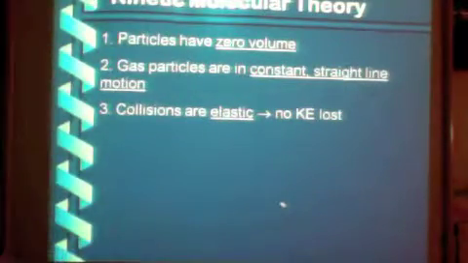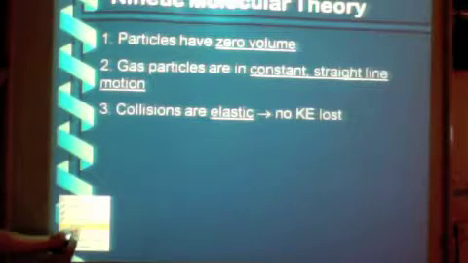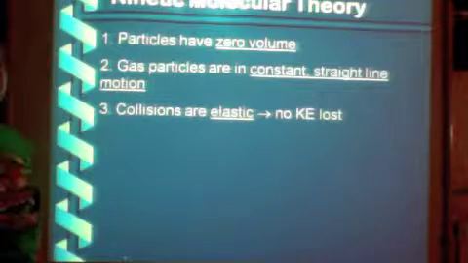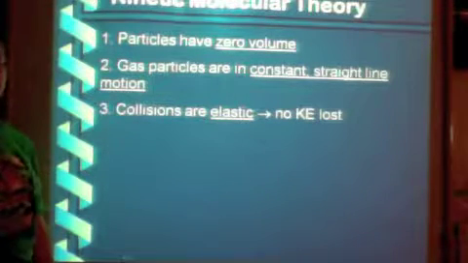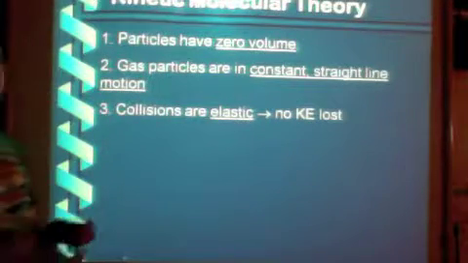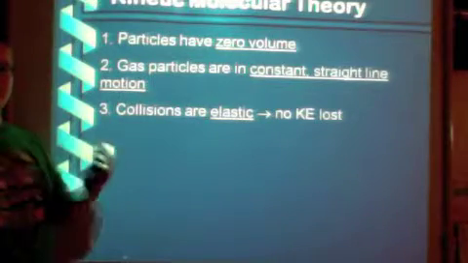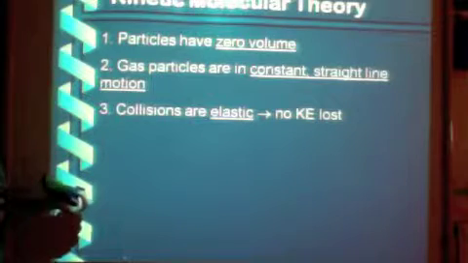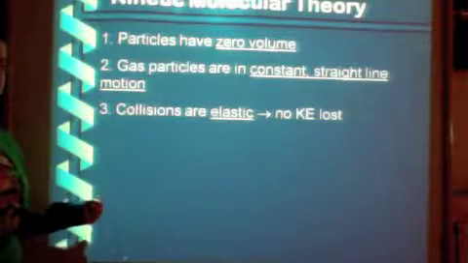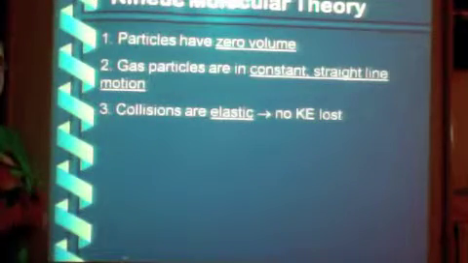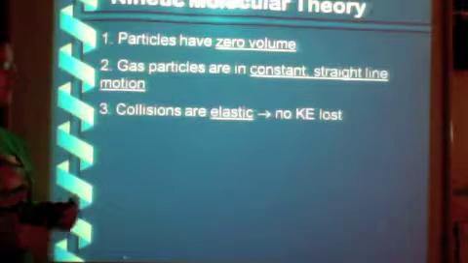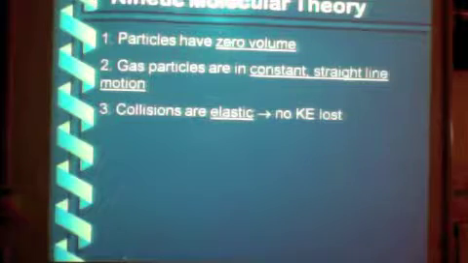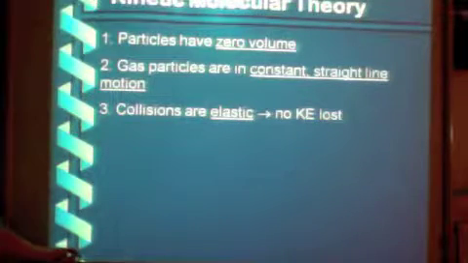Then collisions are elastic. So this just means when 2 particles hit, they're going to hit each other and keep on going. They're not going to lose any motion. So the two particles will come together, hit, and then bounce away and just keep on going like they were. A car wreck is typically non-elastic because when the two cars hit, they stop. So collisions are elastic. Think about elastic bands. When you stretch them, they move. Okay.